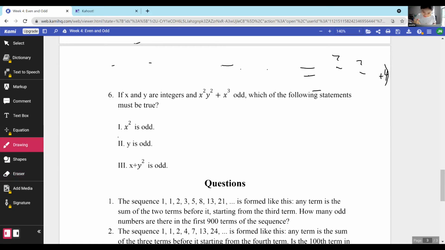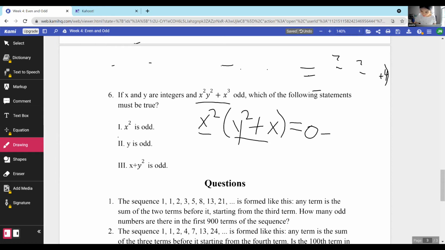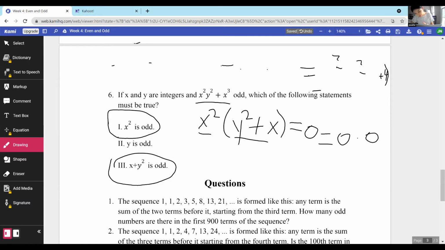Let's see. For this expression, you may factor it out as x squared times y squared plus x, which, given that it's odd, means that these factors all have to be odd, must be odd times odd. Therefore, as we could see, x squared is odd and y squared plus x is odd.